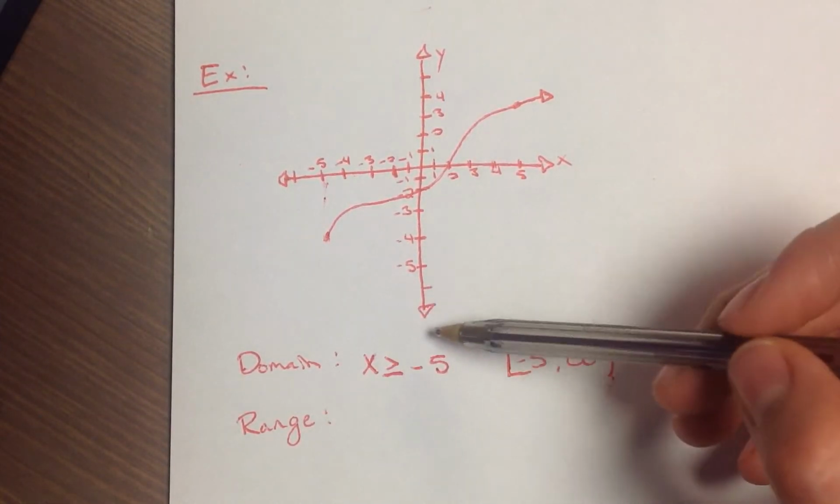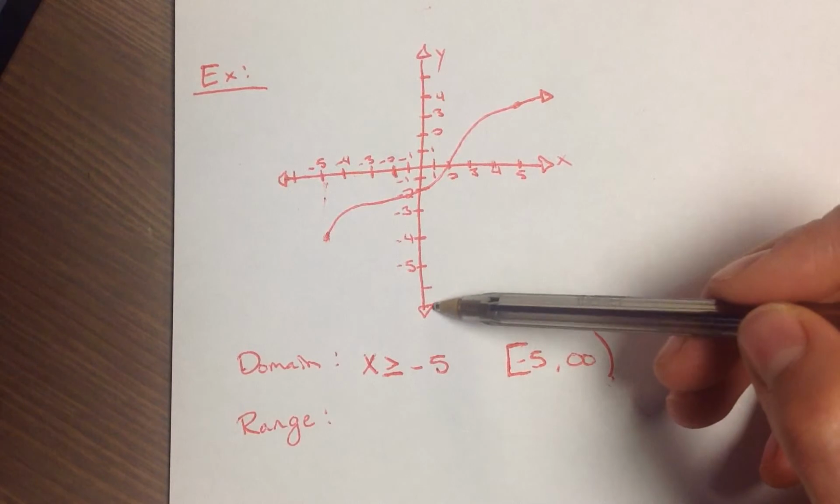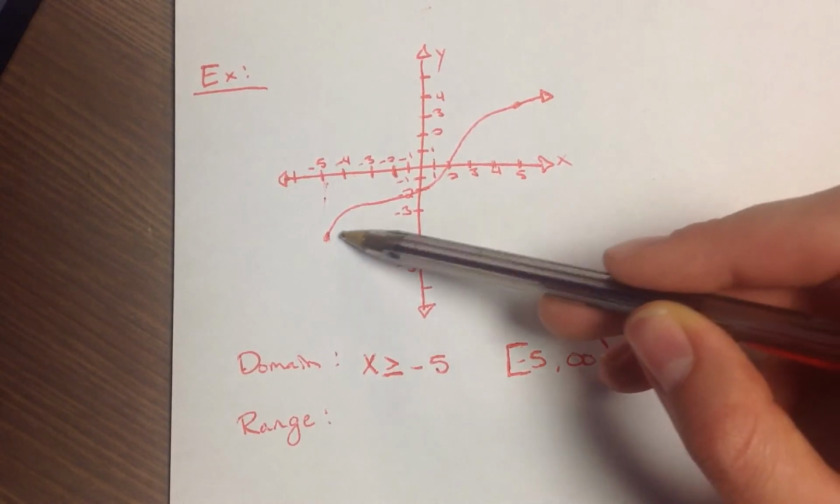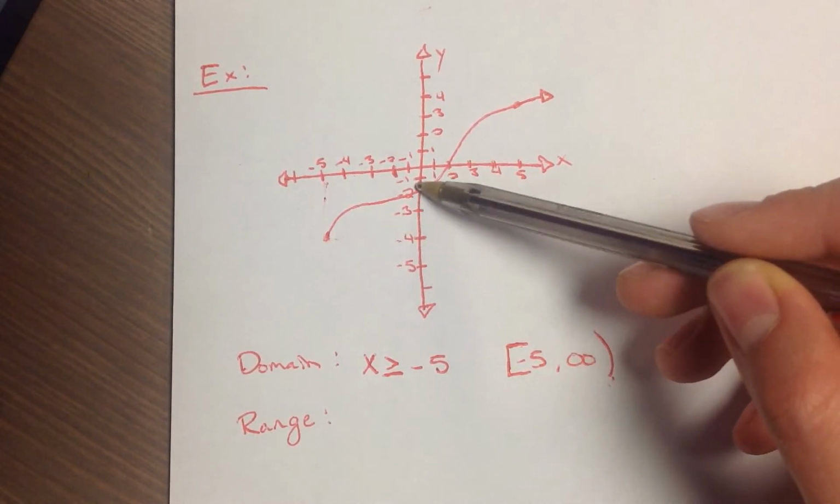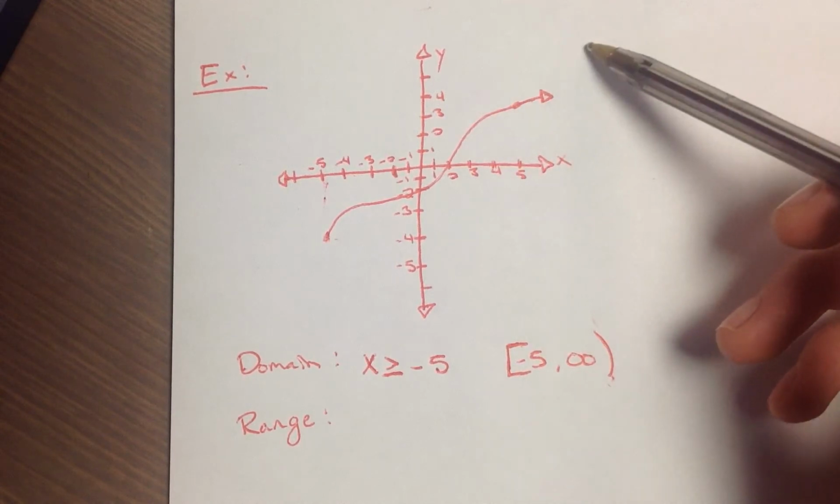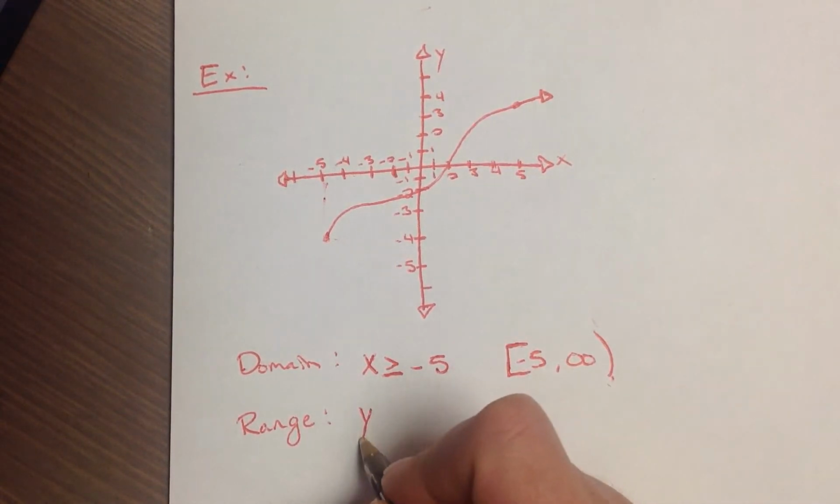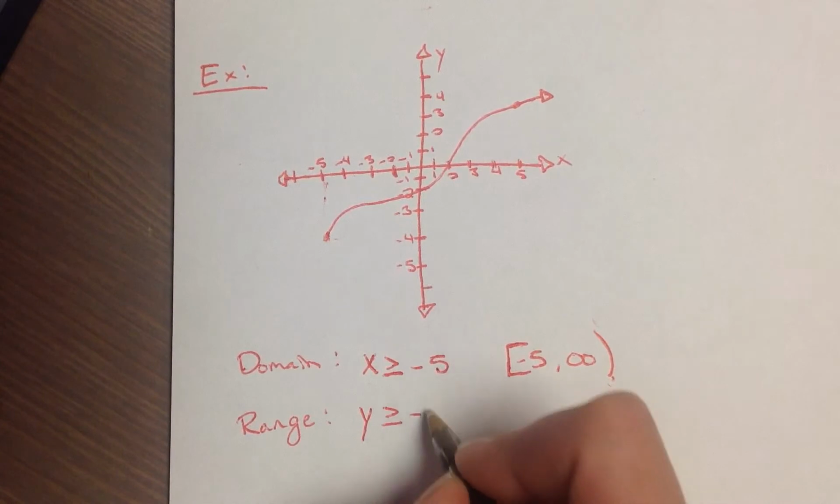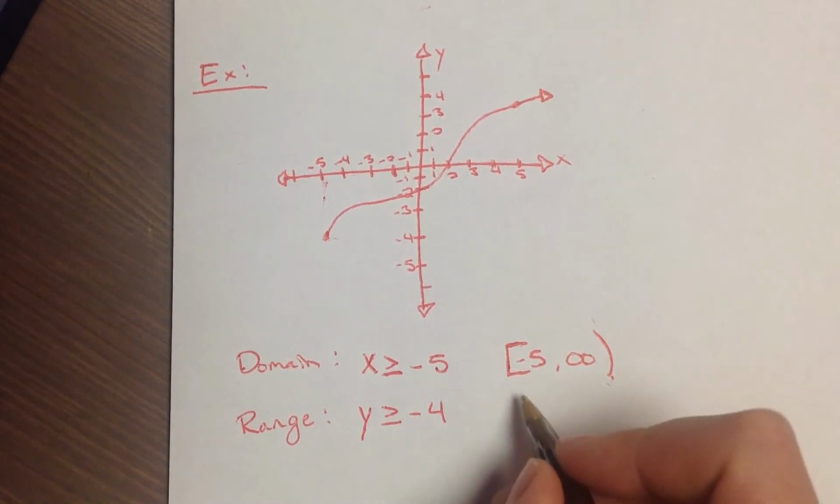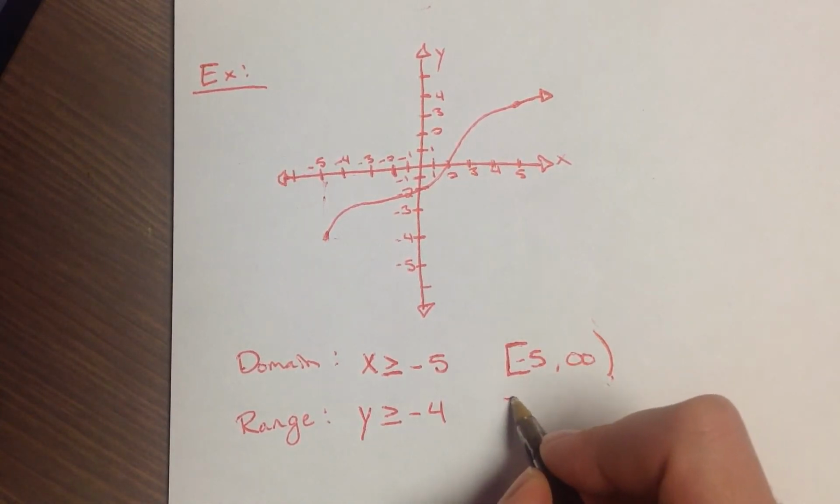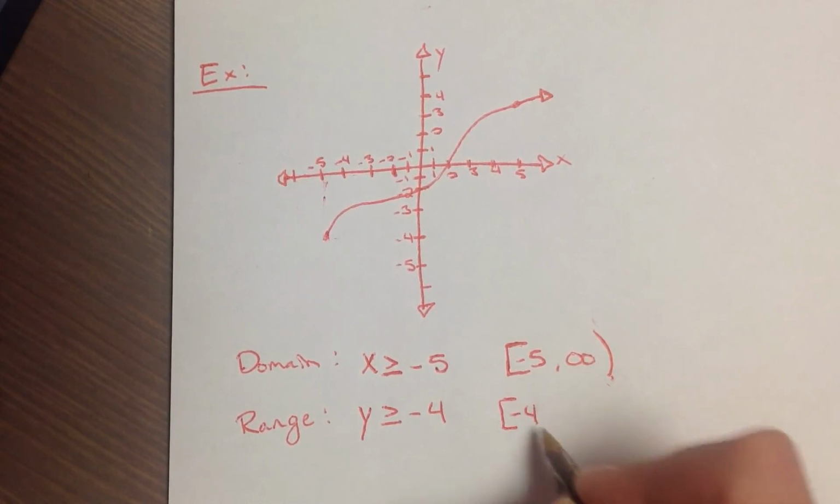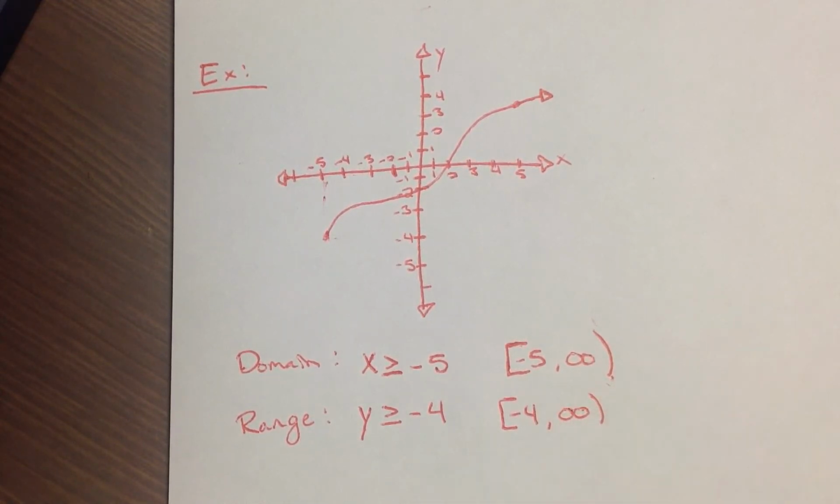Just like with the range, if we go to the y values, and we're coming from the bottom and working up, notice our range starts at -4, and then increases on forever. So we want y values that are bigger than or equal to -4. So in this type of notation, we would say, well, that's -4 to infinity.